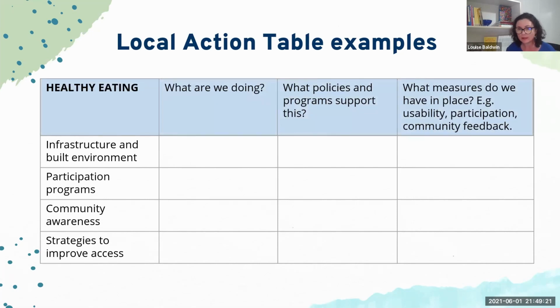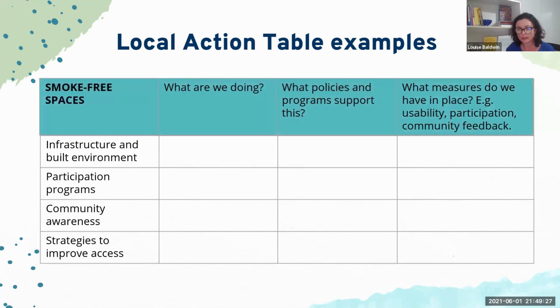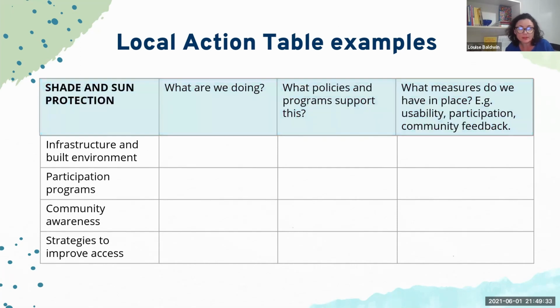Healthy eating, another example. What are we doing? Policies and programs to support this, and what measures are already in place. The same thing for smoke-free spaces, should that be a priority? And again, for shade and sun protection, really important strategies for us in Queensland particularly.